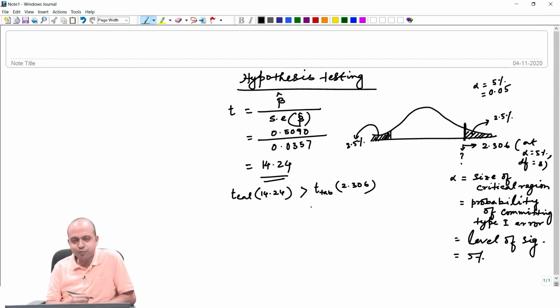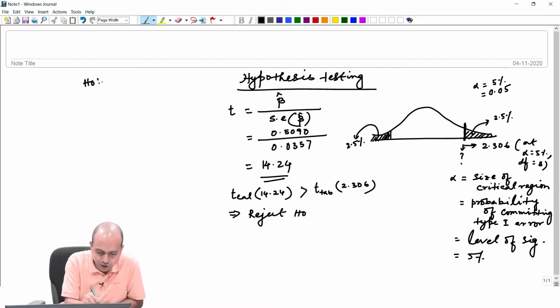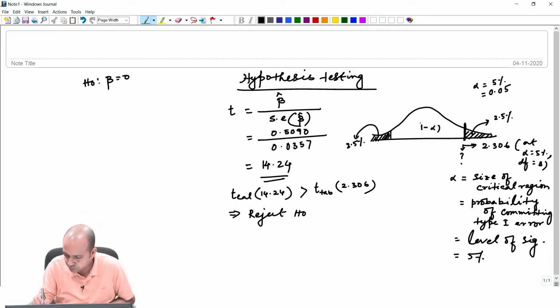And even at the 1% level also, you will see that your calculated value is greater than the tabulated one, that you can verify from the t table. So, this implies that we reject our null hypothesis, reject H naught. And what is our H naught we mentioned? H naught was beta equals to 0. That means income does not have any impact on consumption.